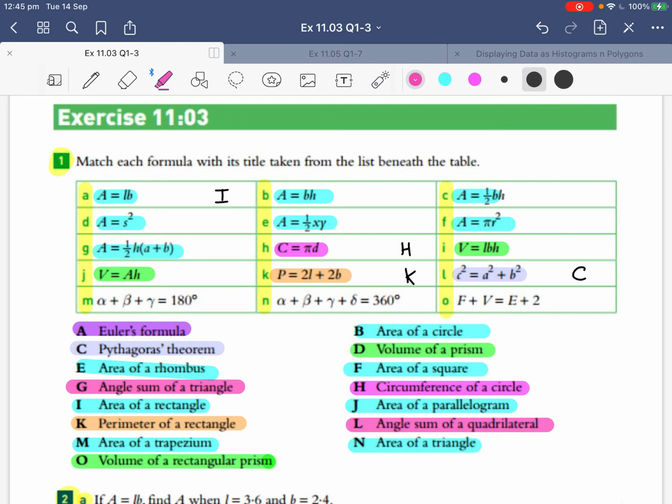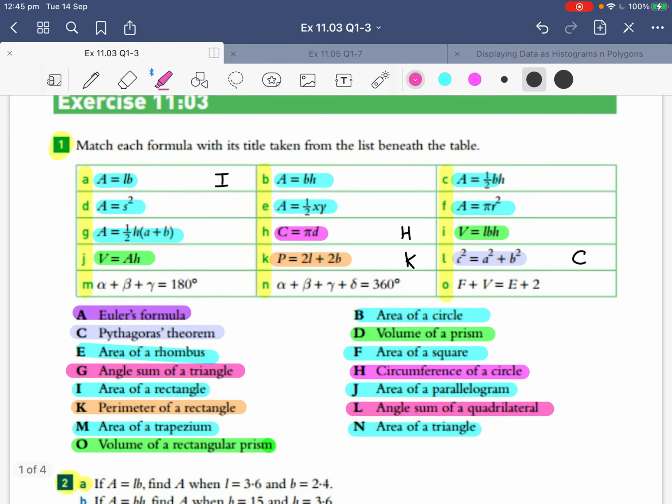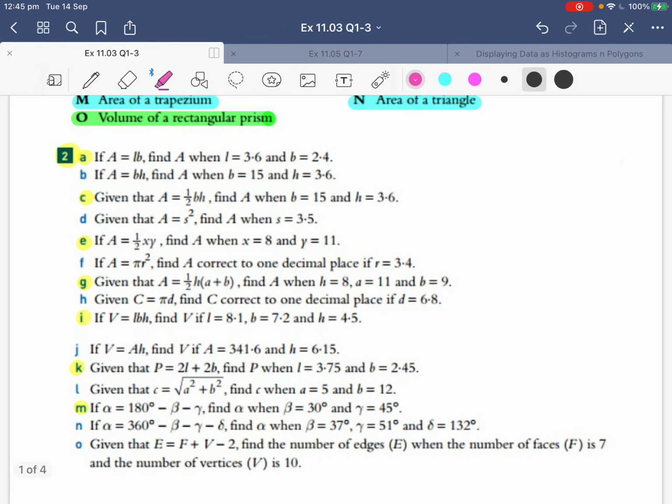Remember, you can check your answers at the end to make sure that you are correct. Moving on to question 2, we've got to do A, C, E, G, I, K, and M. What I'm going to do is just do 2B for you. That way you can have a go at doing the rest yourself.